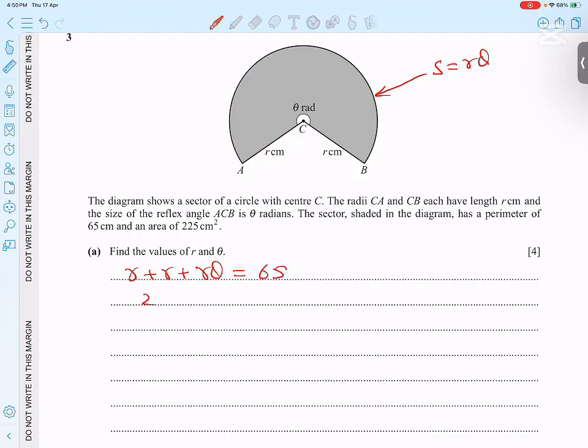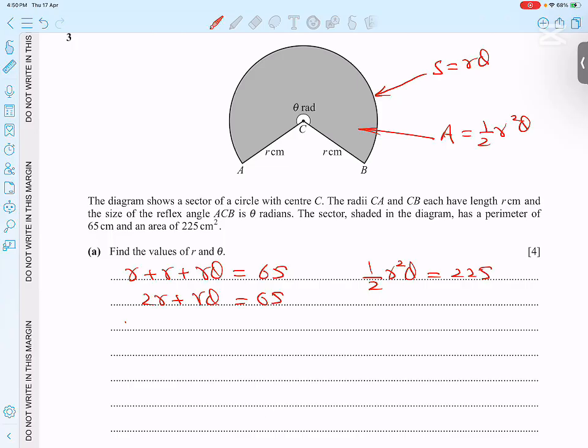R plus R is 2R, R theta. And if I take R common, all right? Or leave it here, equation number 1 done. And area part, what is the area? Area is 225. What is the area formula inside? It is half R squared theta. So I'm replacing half R squared theta, the area, by 225.